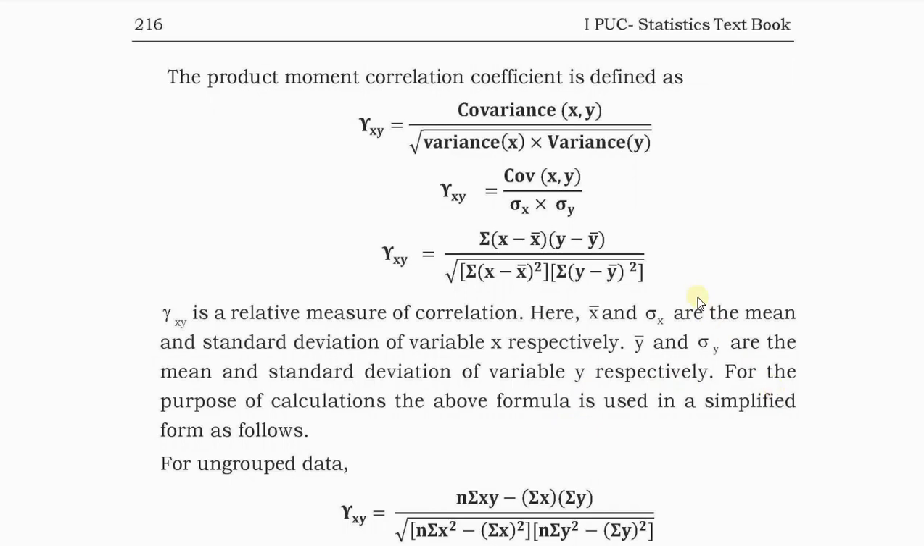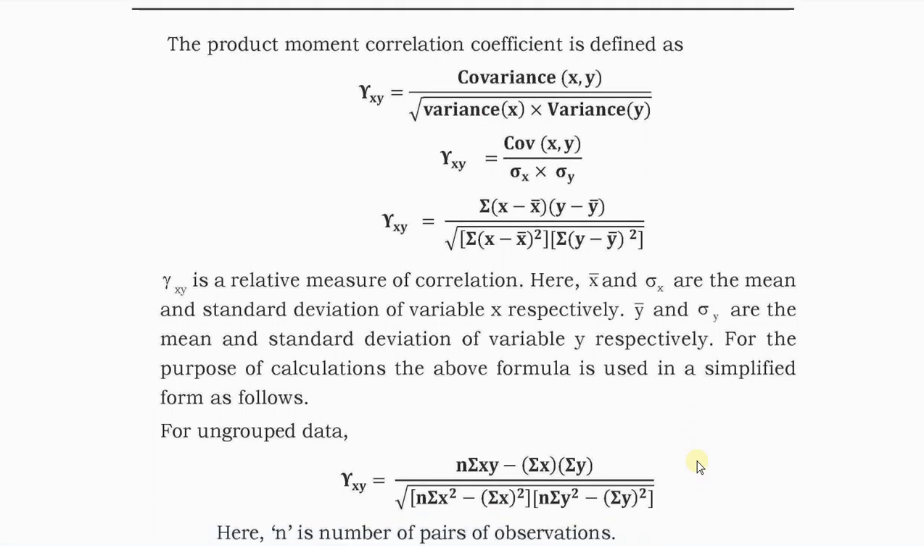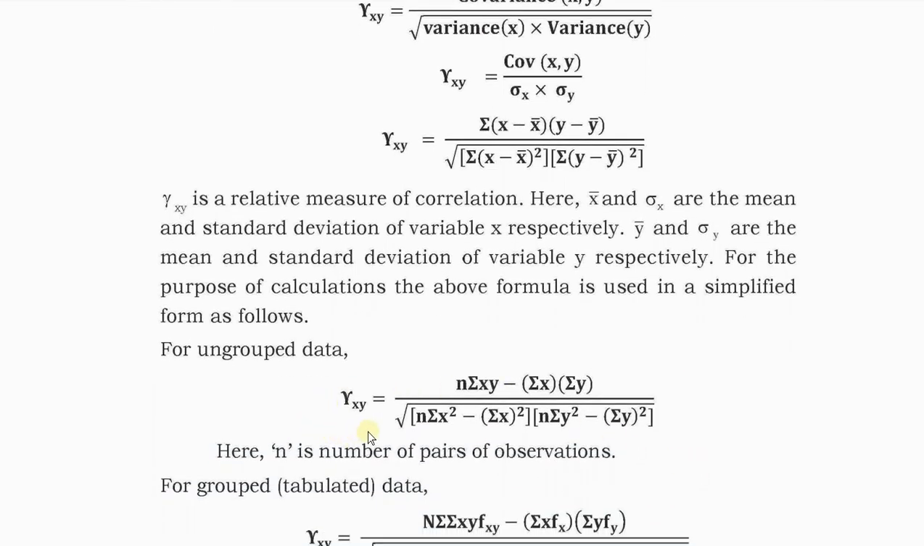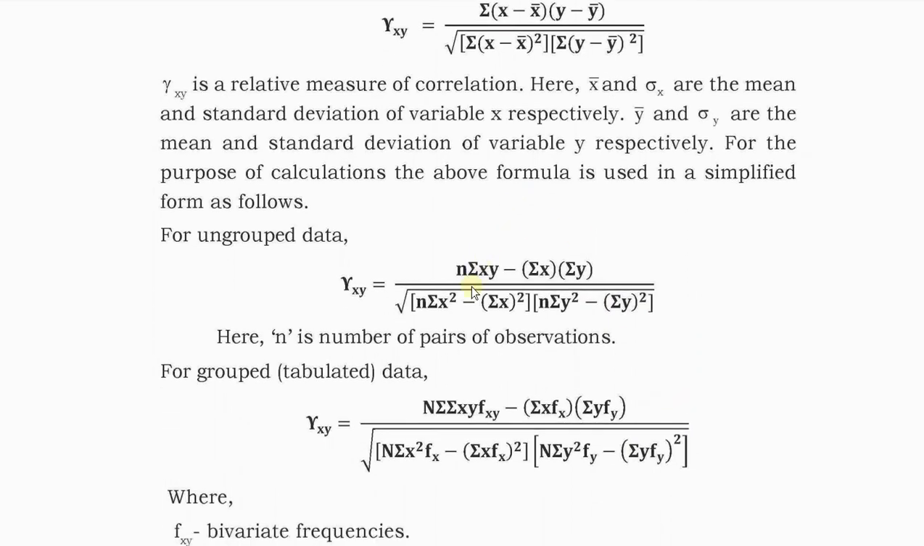Again, for further calculations, this formula has been simplified as: correlation coefficient is equal to n into summation of xy minus summation of x into summation of y, divided by the root of n into summation of x square minus summation of x whole square, into n into summation of y square minus summation of y whole square. Wherever there are summations, it means they are the columns. So this means summation of x into y.